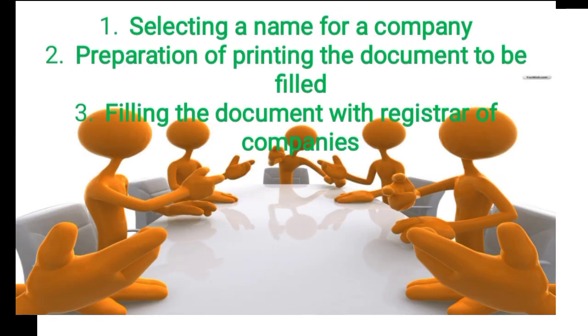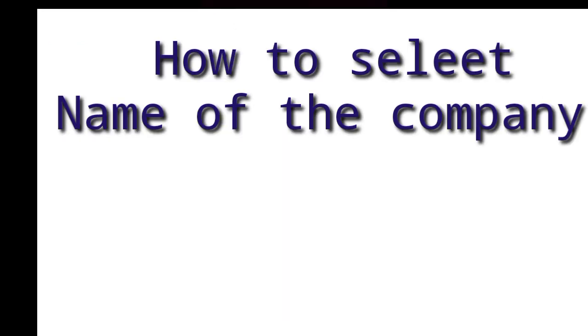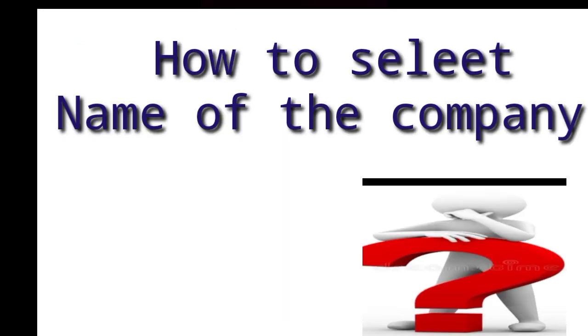First point will be selecting a name for a company. It is a very important point. The name for a company is very important. Second point is preparation and printing of the documents to be filed. And third point will be filing the documents with the Registrar of Companies. So let's see, selecting the name of a company. What are the points required here?